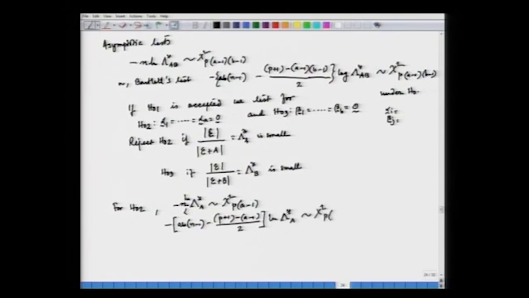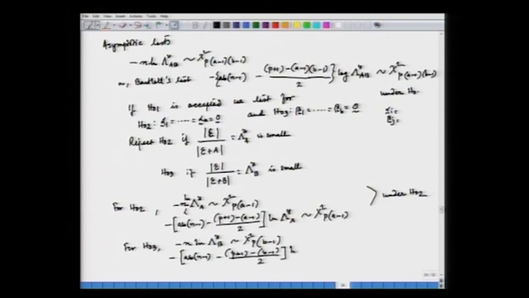This follows the same chi square under H naught 2, and for H naught 3, the third one, I have minus n log lambda B star following chi square P times B minus 1, or with Bartlett's correction, I can use A B N minus 1 minus P plus 1 minus B minus 1 by 2, this with log lambda B star, this follows a chi square P times B minus 1 under H naught 3. So I can find the values and immediately get the test procedures, I get my decisions.